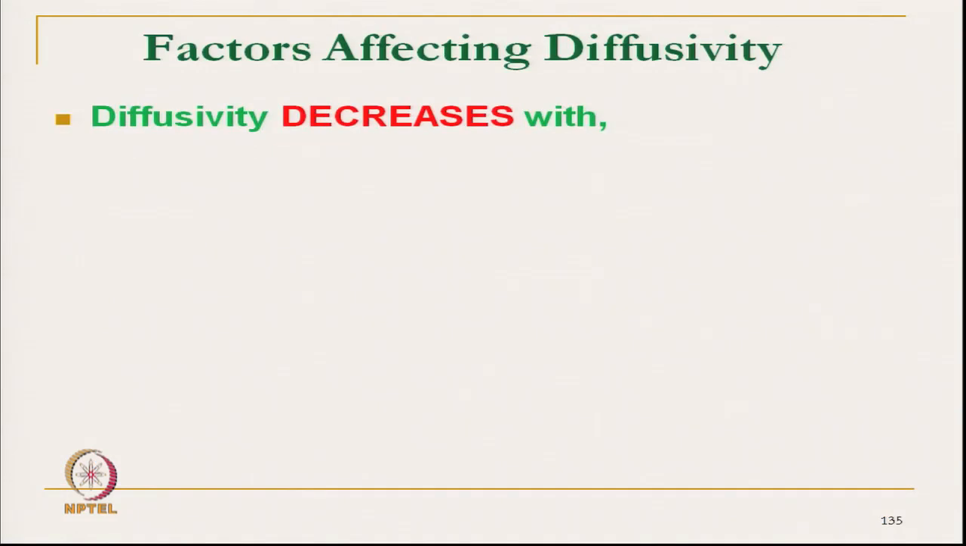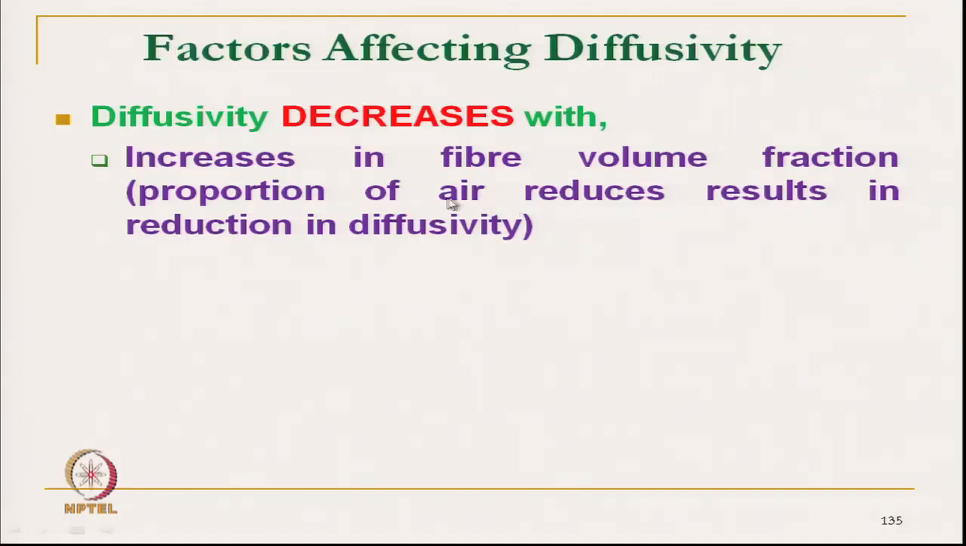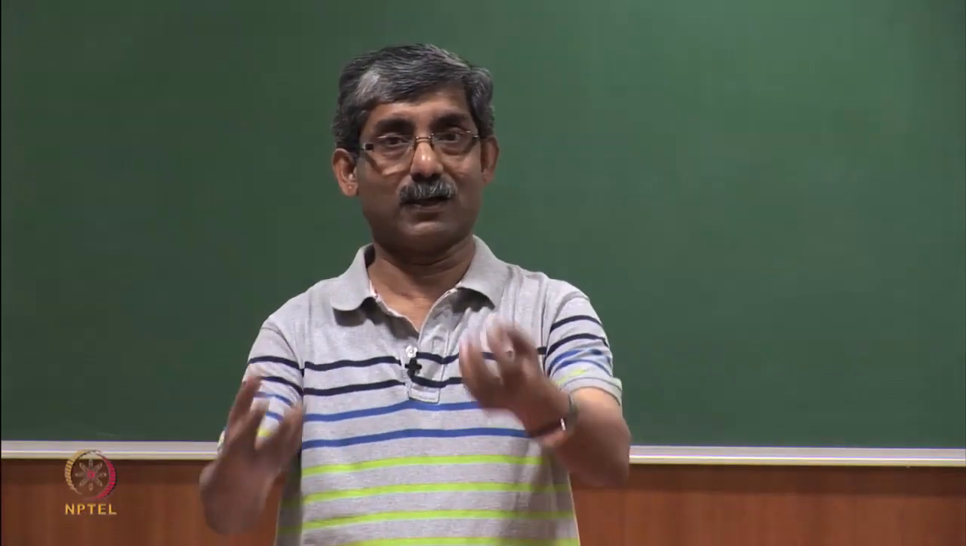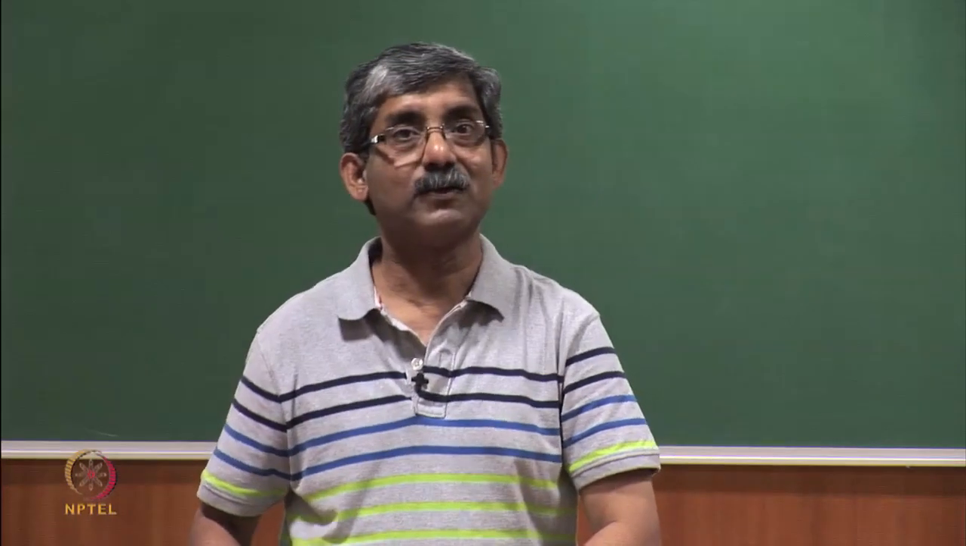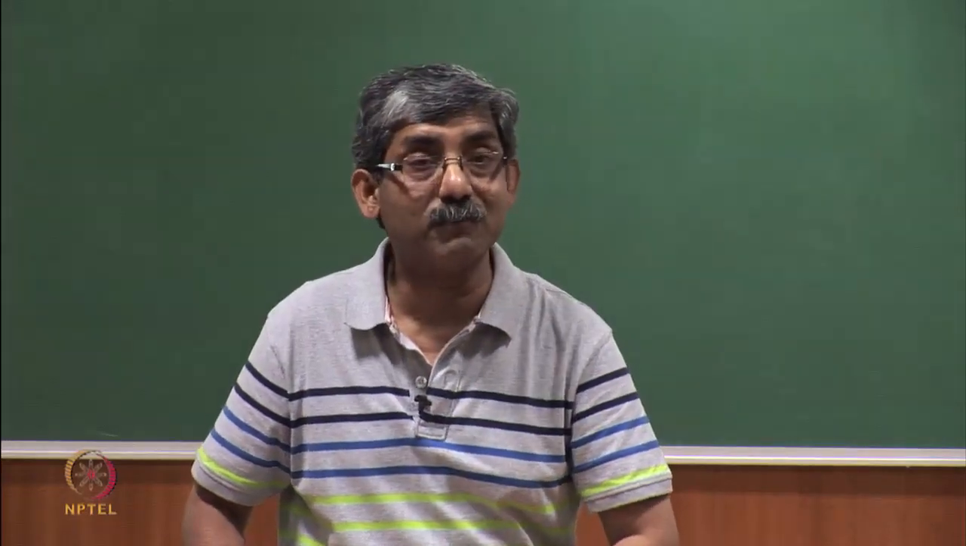So, now let us see what are the factors which actually control the diffusivity. Diffusivity of any material, of textile fiber particularly, decreases with the increase in fiber volume fraction, that means the proportion of fiber in the fabric. That means the volume of air pockets is reduced. So, when the fiber volume fraction increases, the proportion of air pockets reduces. So, diffusivity reduces. So, this diffusivity is due to Fickian diffusion.